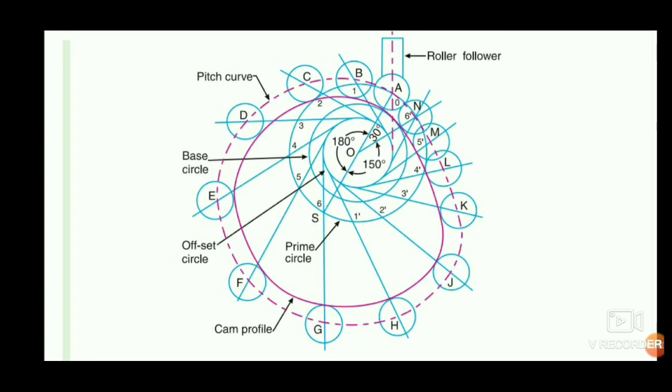So first and foremost thing is you will draw the base circle, then you can draw the offset circle. Then using the offset circle, you can locate the starting point of the roller follower. Then from there you divide the outstroke and return stroke into 6 equal halves. Then from the points on the base circle, then you can draw the lines which is offset. Sorry, not on the base circle, it is on the prime circle. From the prime circle you have to draw the lines which are tangent to the offset circle and take the displacement accordingly and draw the circles on it. Then you can draw the final cam profile.